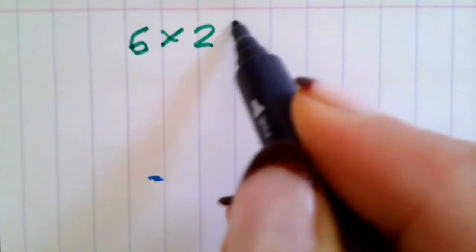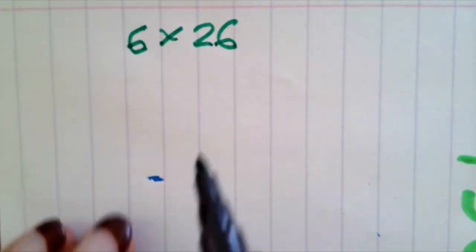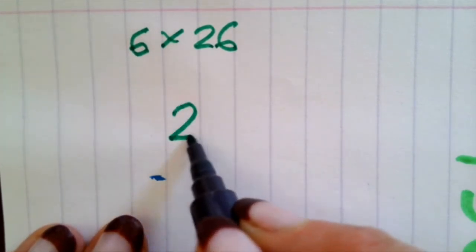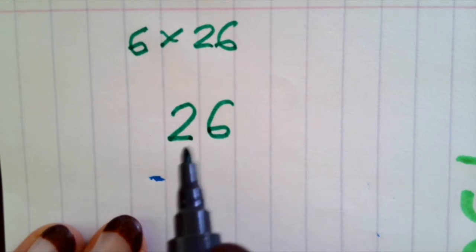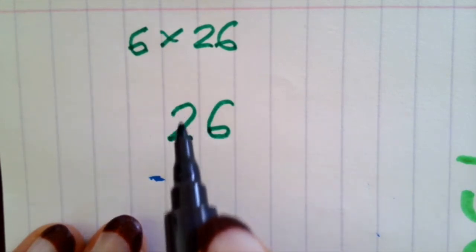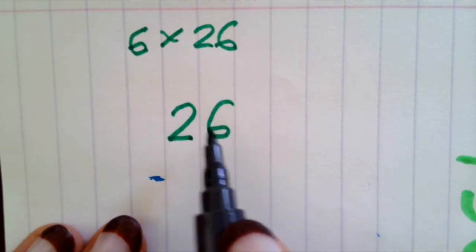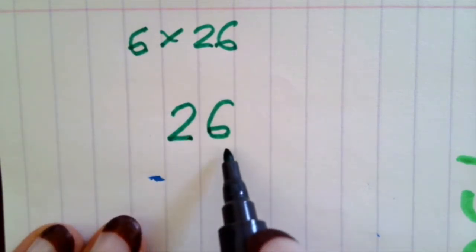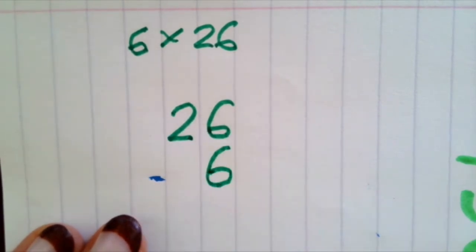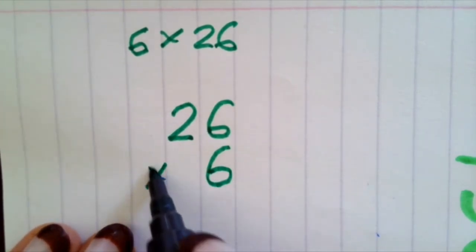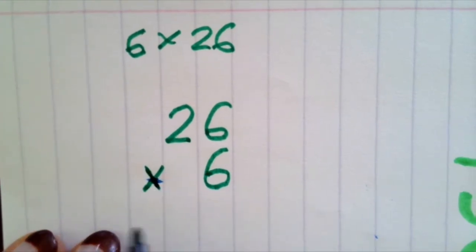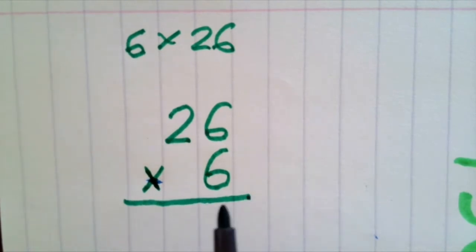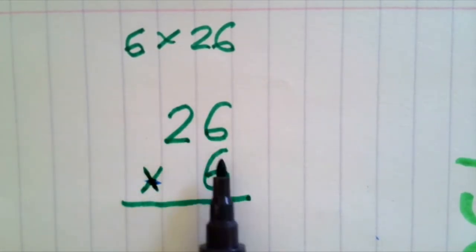With the lines going up and down like this, we can set up our standard algorithm kind of like a place value chart. The problem we are working out is 6 times 26. Using these lines, we can write the number 26, putting one digit in each of the spaces the lines make. This is now the tens place, and this is the ones place. We will write the 6 underneath in the ones place, underneath the 6. Now we add a multiplication symbol to show what math we are doing, and then we put a line. Lining up these digits by place value is a very important step.